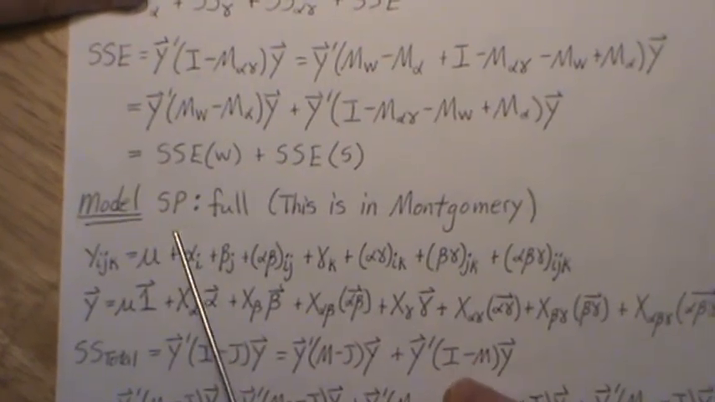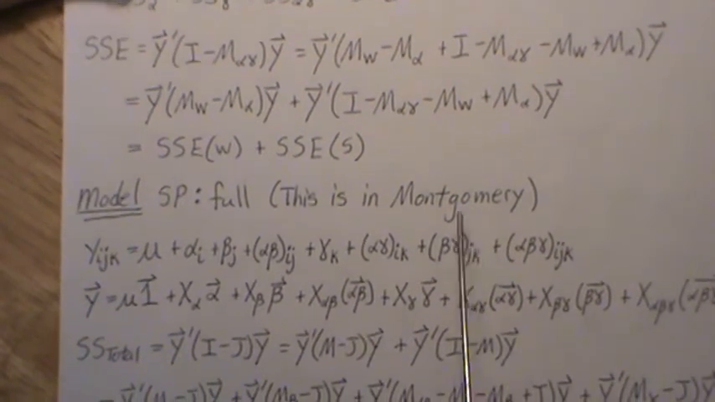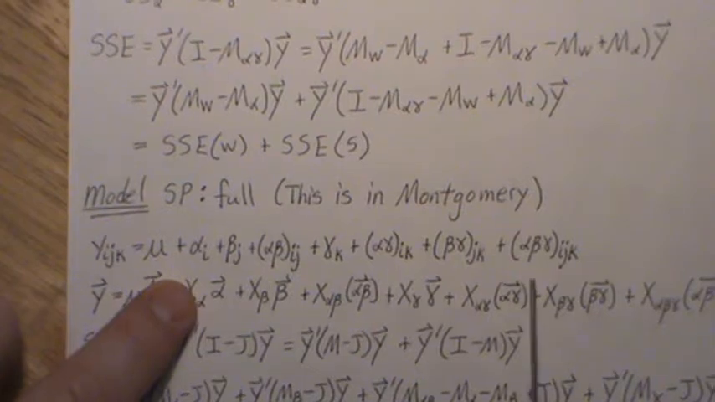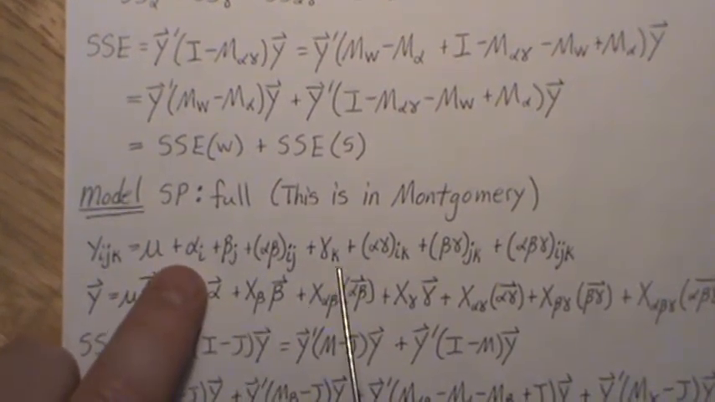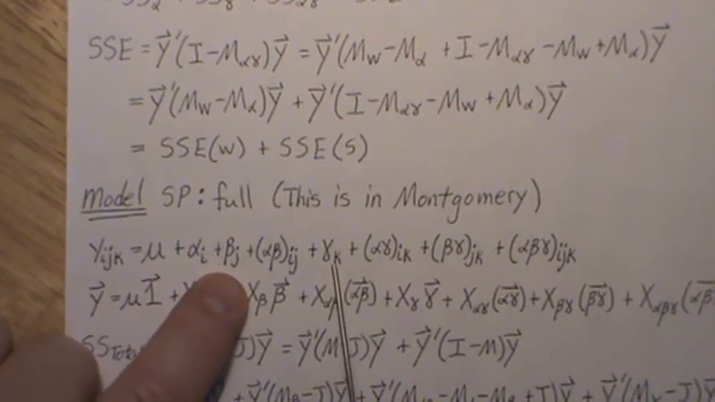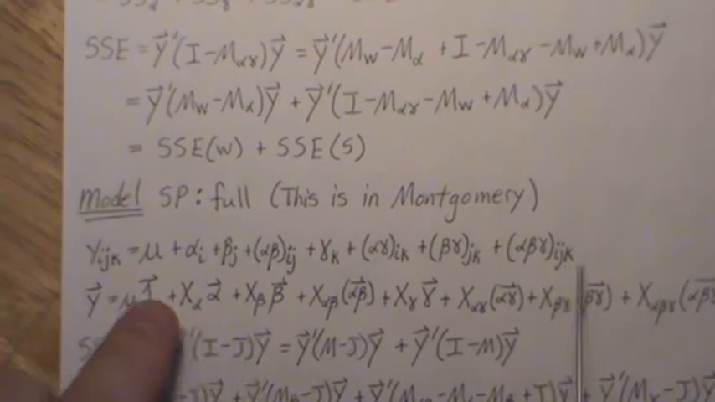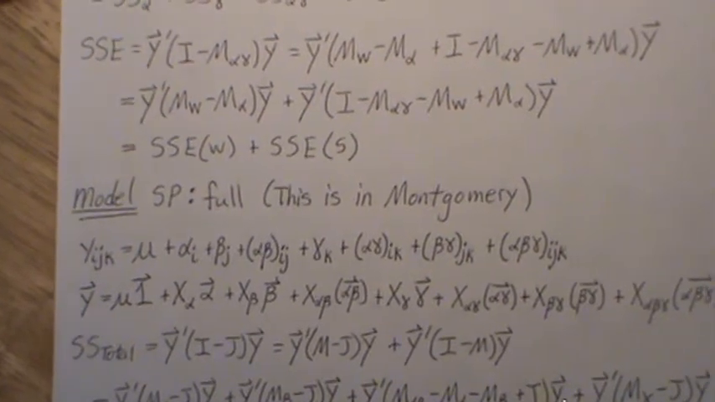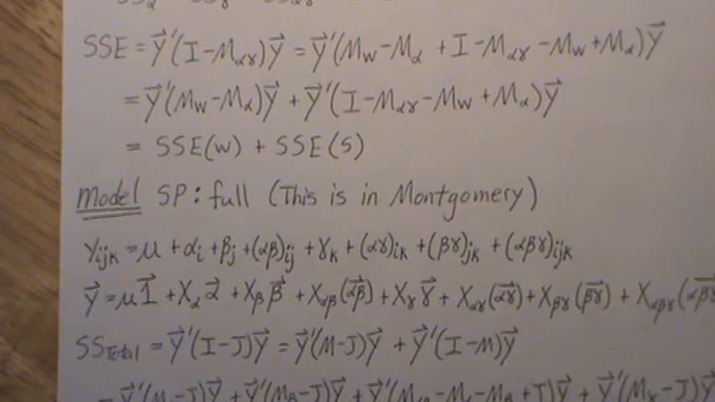Now for the split plot full model, and this is what is in Montgomery. The model was this, so they put in every possible term. So we have the first order terms, alpha, beta, gamma, and we have all the second order terms, and then we have the third order term. Notice there's no error here because there's a parameter for every observation. So there is no error. We're modeling it exactly. So it's, in my opinion, way over parameterized.